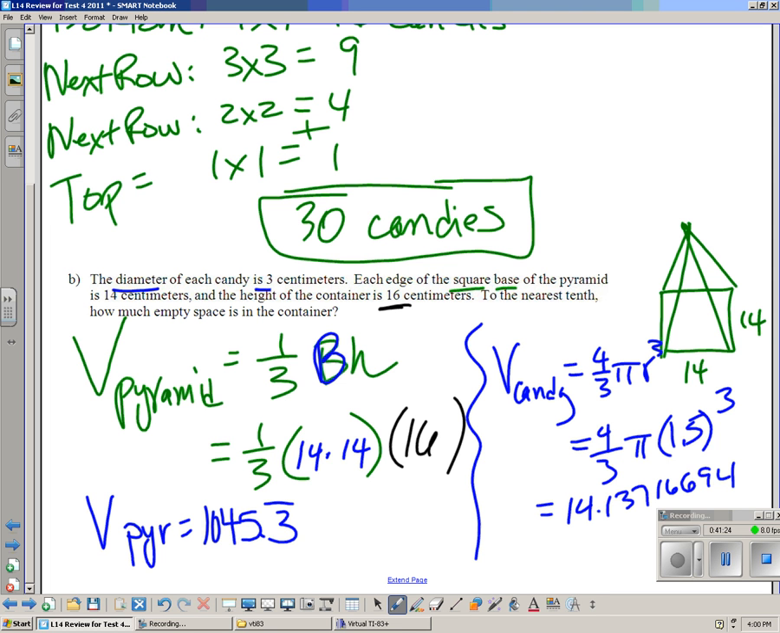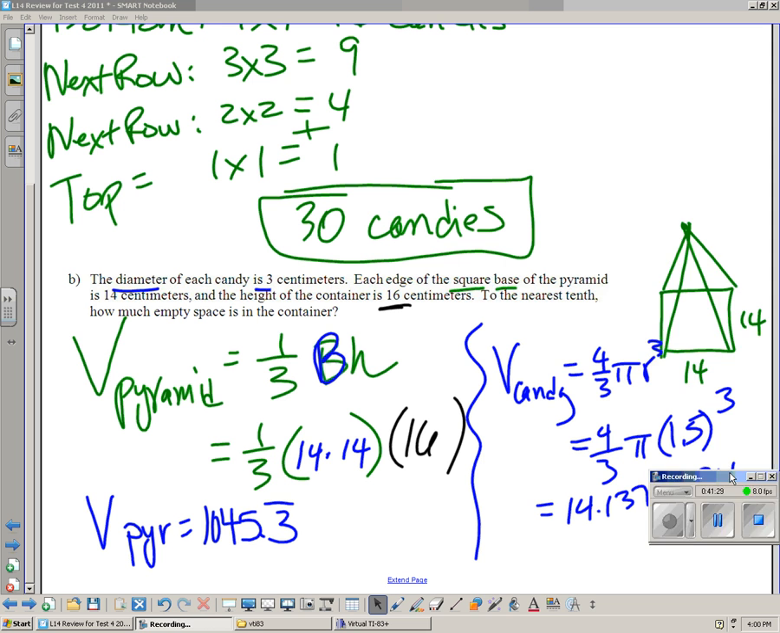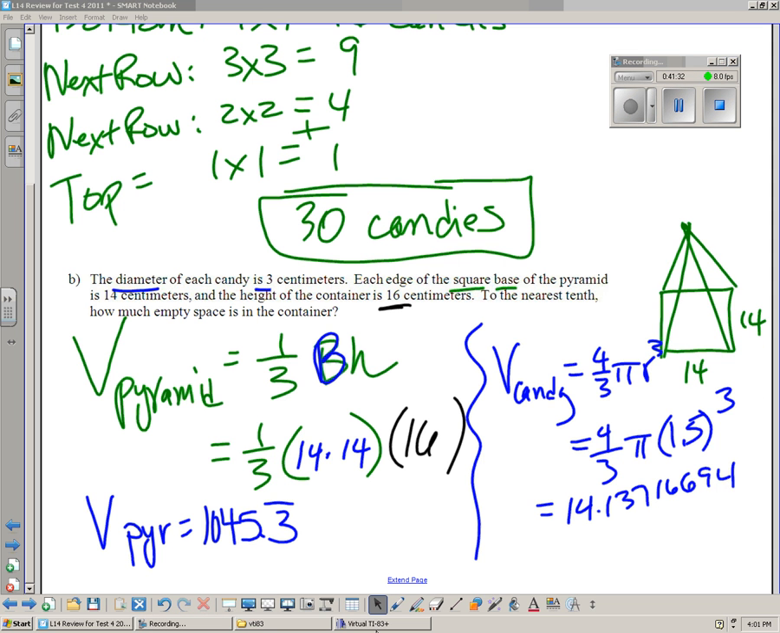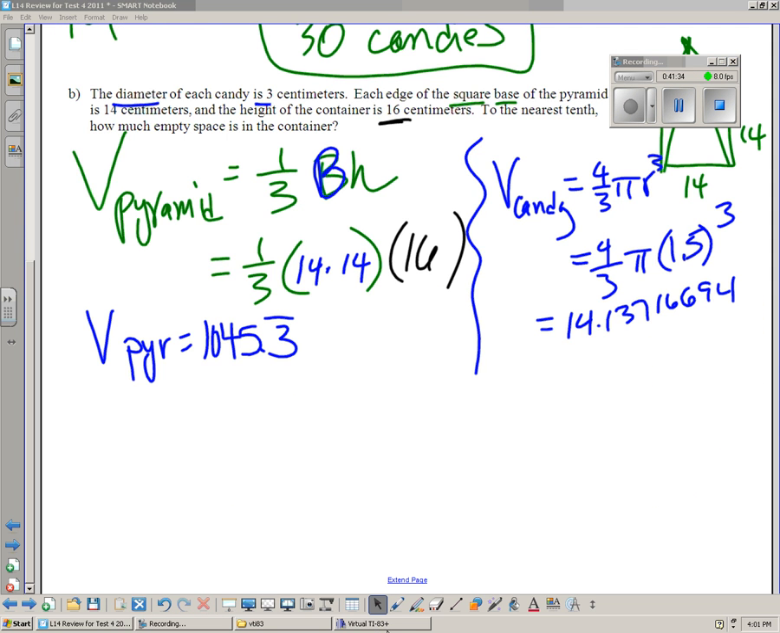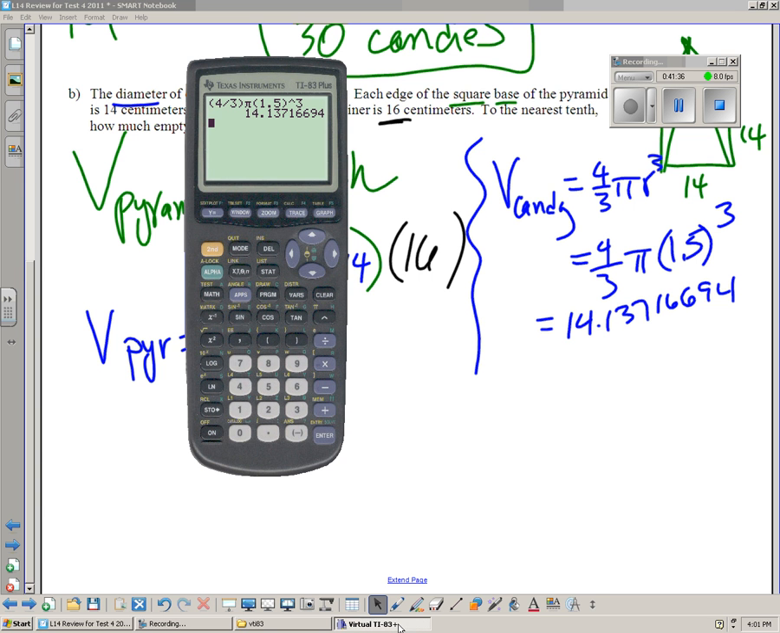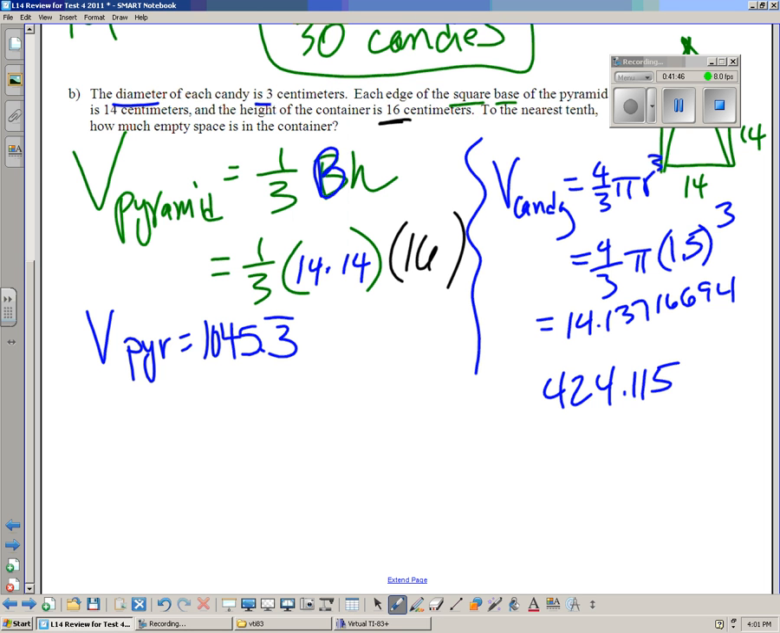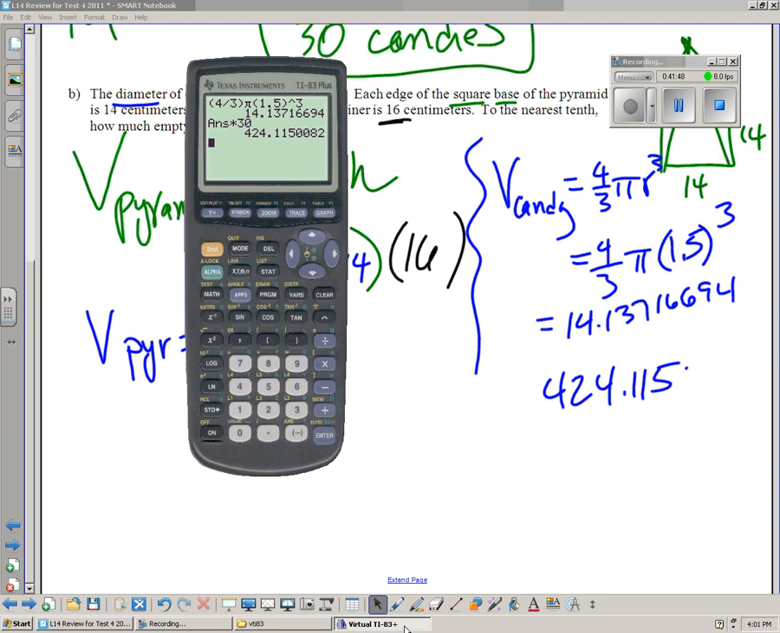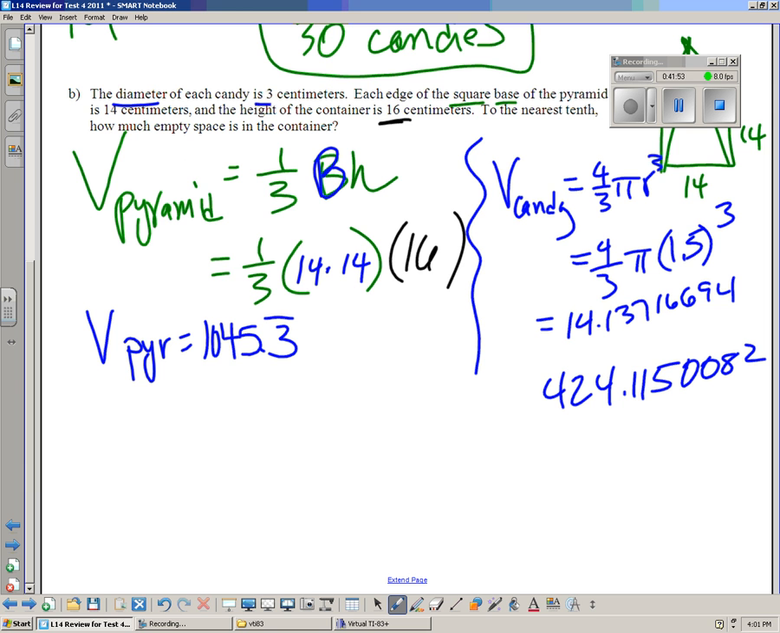But we don't have one candy. We have 30. So what we're going to do now is take that number to account for all the candies and all the volumes. We're going to multiply that by 30, and we're going to get 424.1150082. This is the volume of the 30 candies.